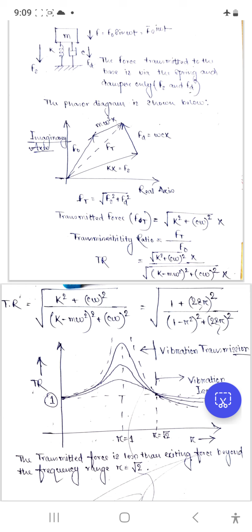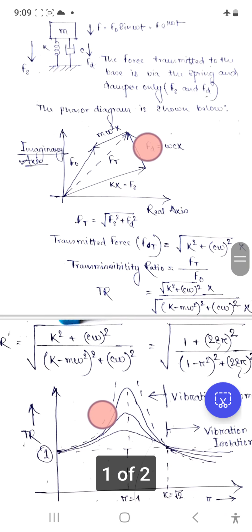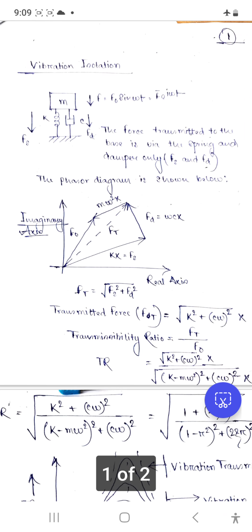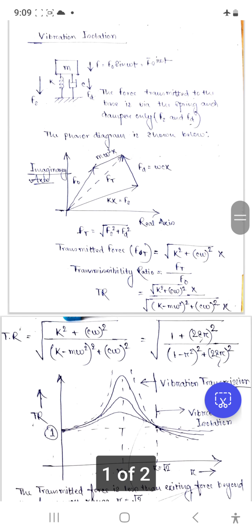So where transmissivity ratio will be 1, that is true. At r equal to 0 it is 1, and another point will be r equal to root 2. That we have done in our classes also. Now another conclusion which can be drawn from here: you see the transmission or isolation, all these forces, transmission or isolation is happening due to these factors. The factors which are responsible here are the frequency ratio, the damping ratio, all these things.